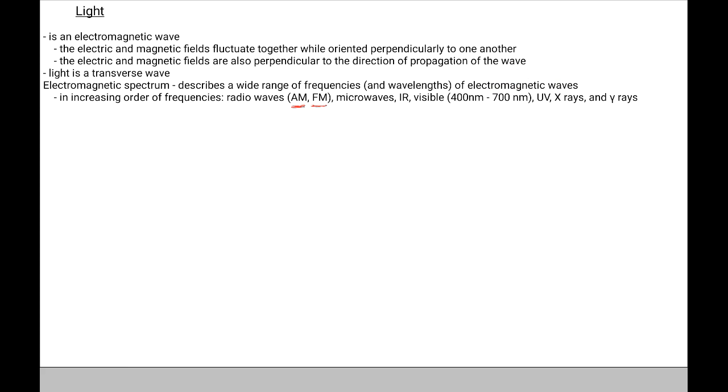So as frequency goes up, we also have wavelength decreasing. So frequency goes up, wavelength goes down, so that their product can stay constant, and the product is equal to the speed of light, which is about 3 × 10⁸ meters per second.